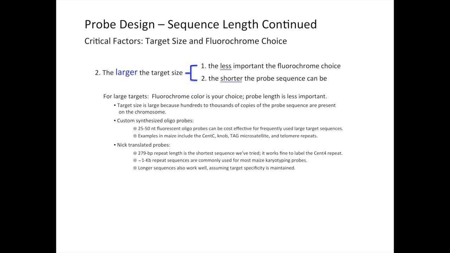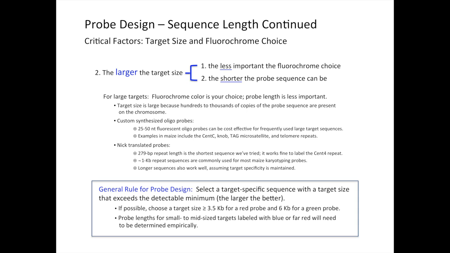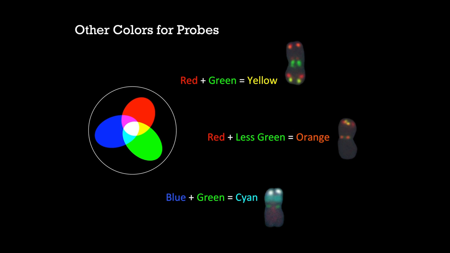Depending on the method of probe labeling, the sequence length can range from about 25 nucleotides to 1 kb or longer. To summarize, when designing a probe, remember target specificity and don't try to visualize the smallest target possible. Keep the target size above 2.5 kb for red probes and 6 kb for green. If you plan to label smaller targets with blue or far red, some experimentation is necessary. If you need additional colors to distinguish multiple targets, independent samples of the same DNA sequence can be labeled separately with different fluorochromes and hybridized together along with any other probes.